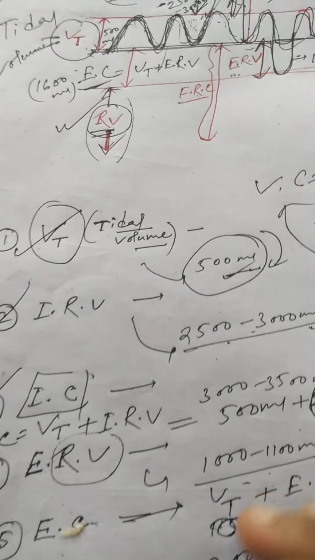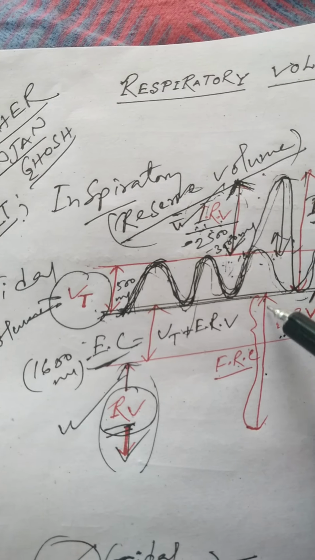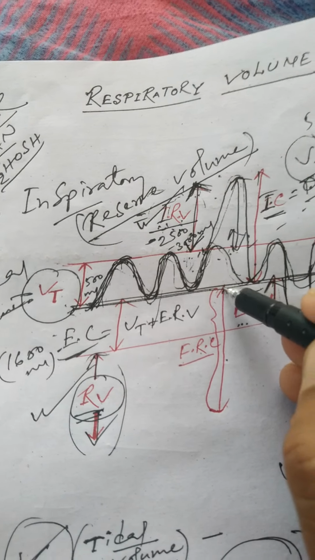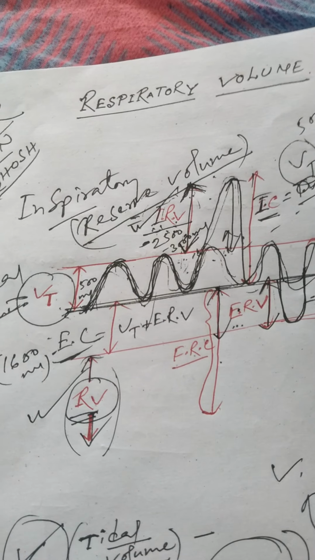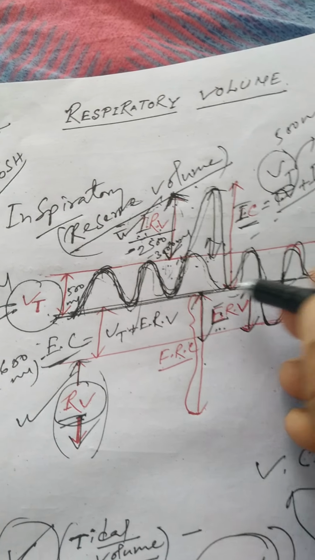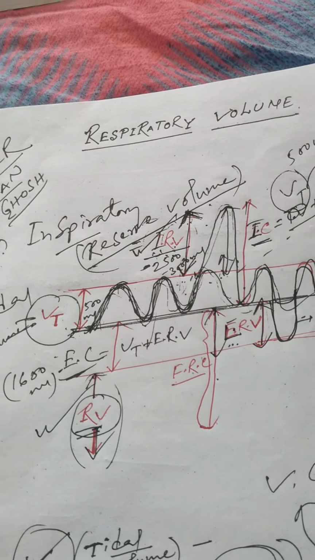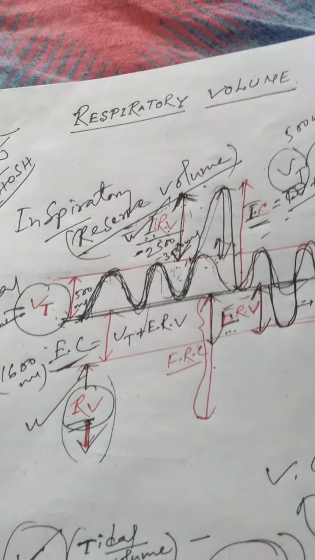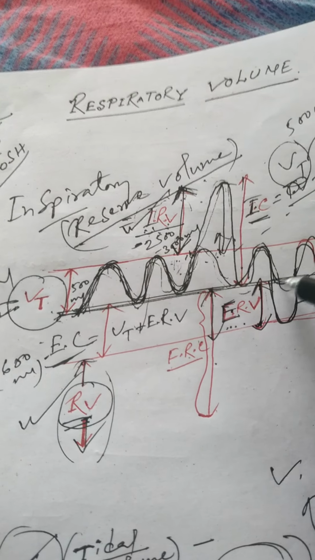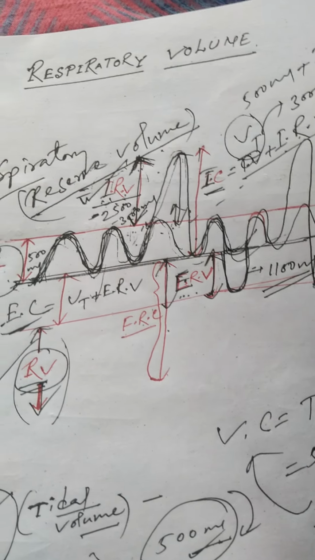Now I come to the aspect of expiratory reserve volume. Expiratory reserve volume is diametrically opposite to the inspiratory reserve volume. After normal expiration, the amount of air that can be exhaled by forceful expiration is the expiratory reserve volume. So this is the tidal volume and this is the expiratory reserve volume. The amount is 1100 ml.